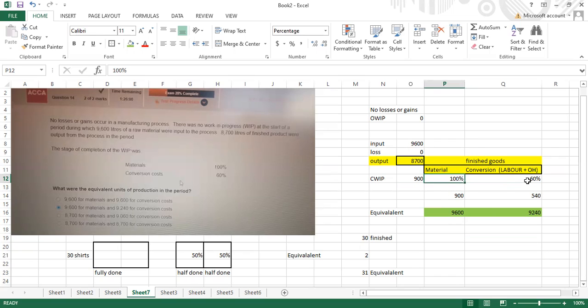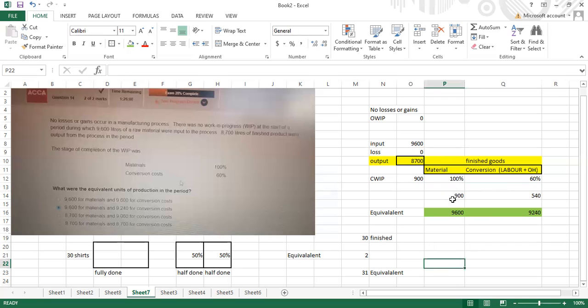I didn't calculate it. So simply, you will not just add this and say this is my right answer, that finished is this. No, you would do what? You can say that D is the answer, 8,700 for material and 8,700 for conversion cost. So if there is no equivalent unit thing, or it is 0% complete, maybe you can say that D is the right answer.